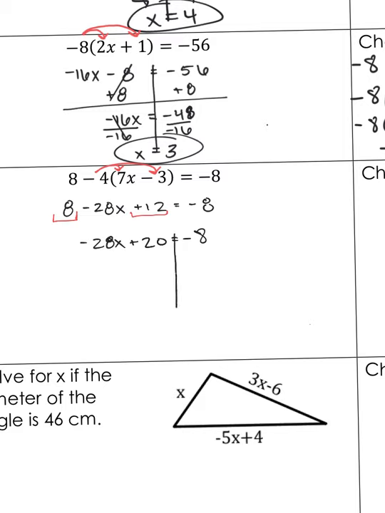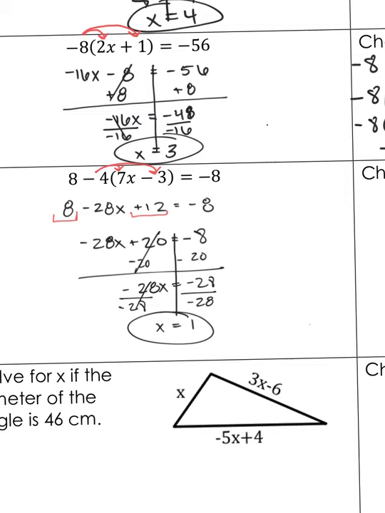So I'm going to draw my line through my equal sign. My first step is to subtract 20 on both sides. That leaves me with negative 28x equals negative 28. My second step is to divide on both sides. Don't forget about your negative sign here. We're dividing by negative 28 on both sides. And that leaves us with x equals positive 1.